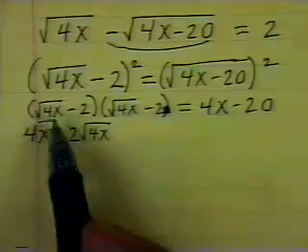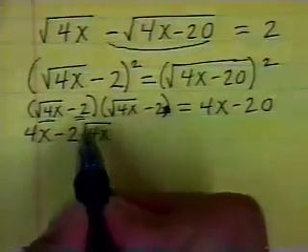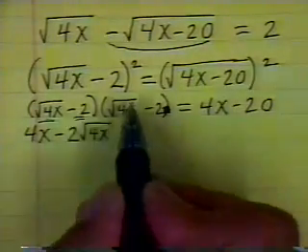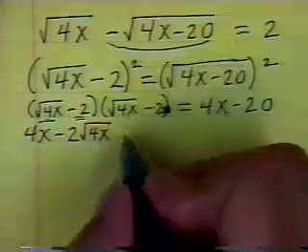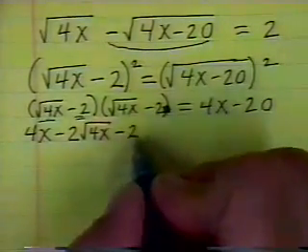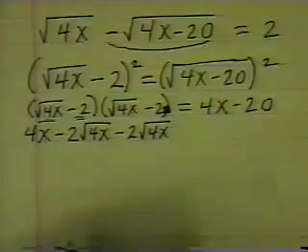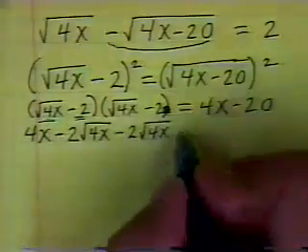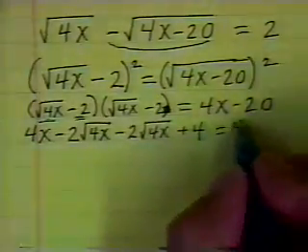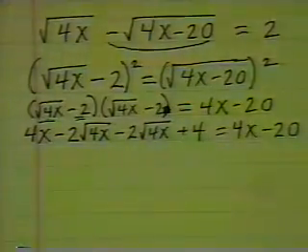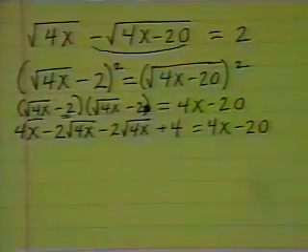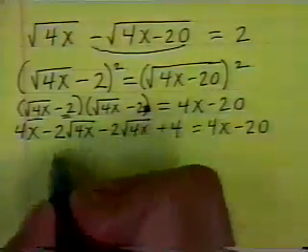Once we finish distributing that guy, I'm going to scoot on over and distribute the negative 2 onto everything in the second parentheses. Negative 2 times the square root of 4x is minus 2 square roots of 4x. Negative 2 times negative 2 is plus 4. The right-hand side will just copy down. I'm going to widen the shot just a little bit. Now, combine like terms and clean it up a little bit, and let's see what we have left over.